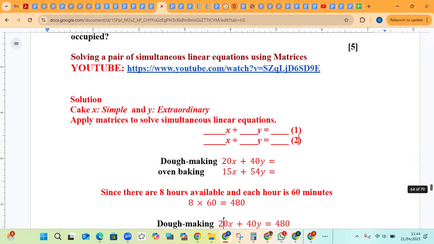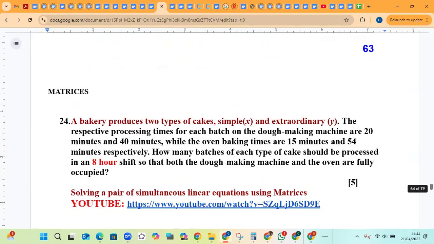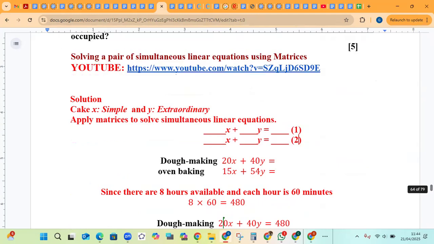So lower down, it says that 20x plus 40y is equal to, and 15x plus 54y is equal to, because we're talking about the dough making and the oven making. So for the dough making is 20x and 40y, and for the oven making is 15 for x and 54 for y, and that's what we've got here.